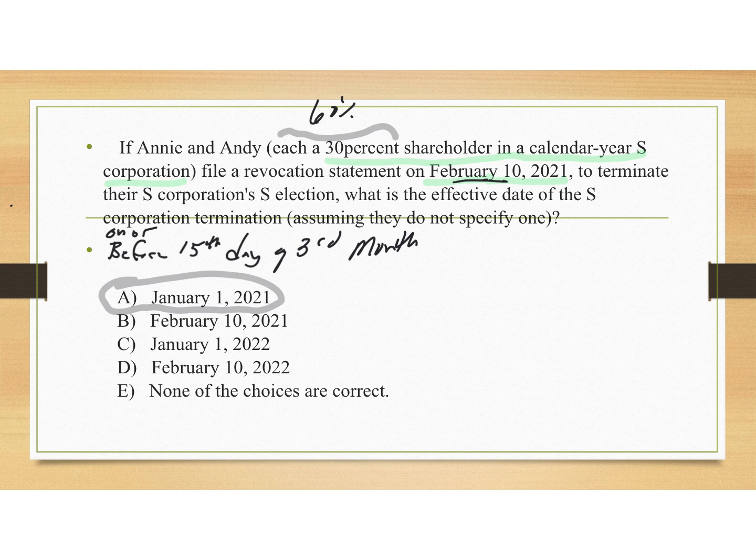Now, had they made that revocation after this time period, then it would be effective the first day of the next year, or you can specify a revocation date, and as long as that termination date is on or after the date the revocation is made, then that can be the effective date. So you've got a couple of options as far as revoking your S status.